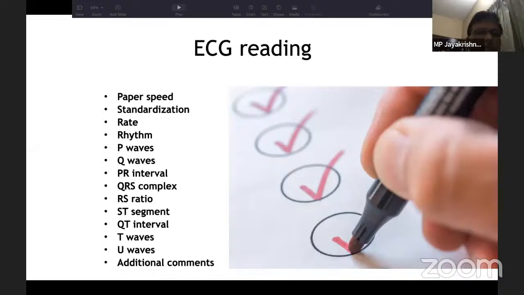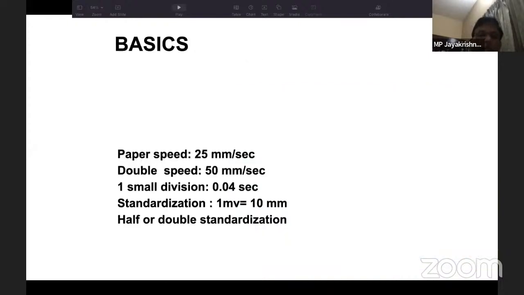We will be discussing all these to a little extent in the next few slides. Paper speed, standardization, the rate, rhythm. Then you remember the PQRST. You remember all the intervals and the segments. Then the QT interval, T waves, U waves, and see if there are any specific additional characteristics for the ECG and comment on that. If you follow this order always, don't just look at the QRS and tell the axis as you start reading the ECG. You'll miss many things if you are not looking at the other things in the beginning.